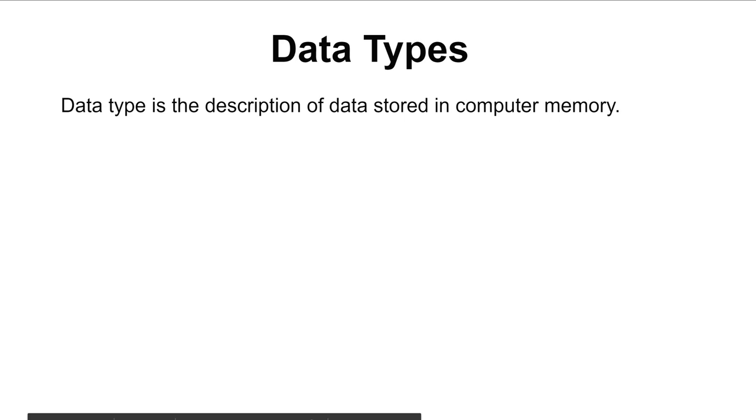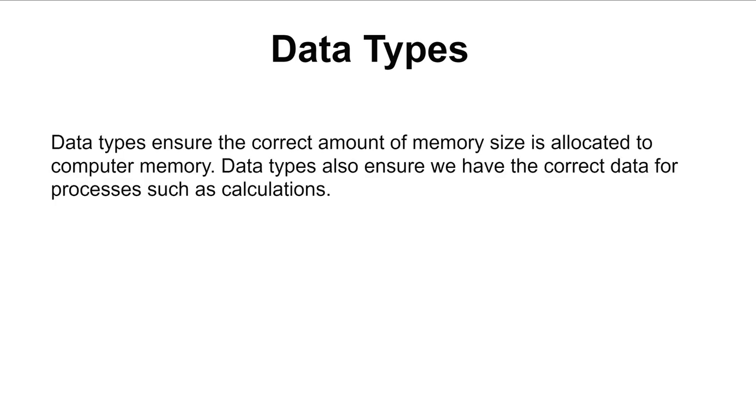Now, that could be a variable, a list, or an array. Whatever data structure you use, it describes the value that is held in that data structure. Data types ensure the correct amount of memory size is allocated to computer memory.